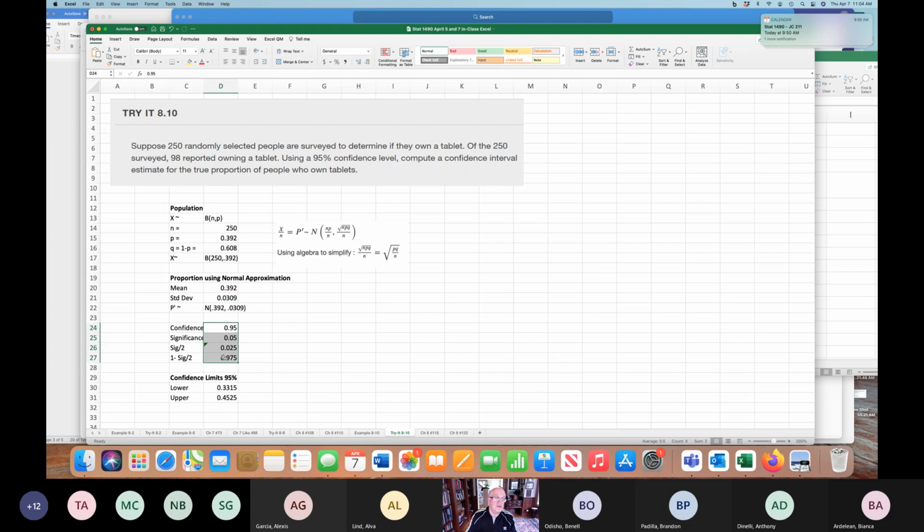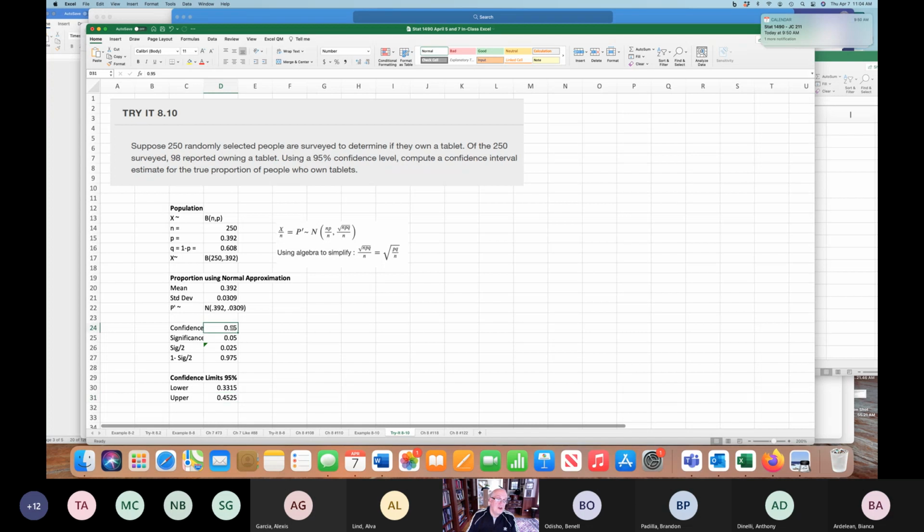Does any of this change? Well, we're 95% confidence. 1 minus that is significance, 0.05. Significance divided by 2 is 0.025. 1 minus significance over 2 is 0.975. So my lower limit, is it going to change? 0.025, comma, D20, D21. That didn't change. This didn't change. So I got my confidence interval, right?